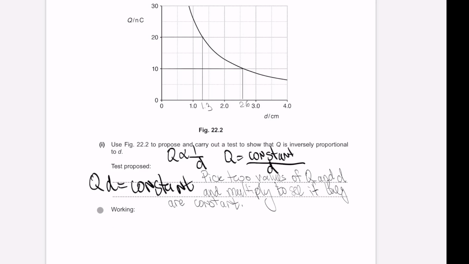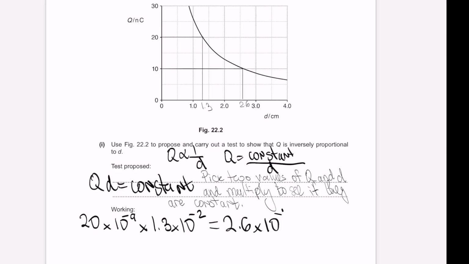So if Q times D is equal to a constant, then 20 nanocoulombs times 10 to the power of minus 9, multiplied by 1.3 times 10 to the power of minus 2, will just give me 2.6 times 10 to the power of minus 10. For our second test, all we need to do is multiply this value by this value. So let's see what that would give me.